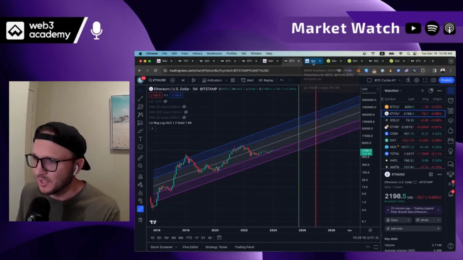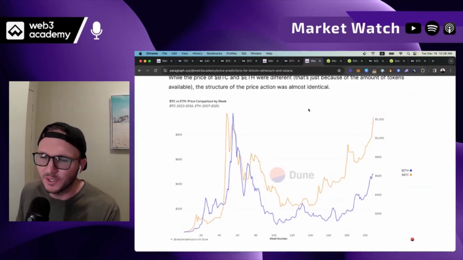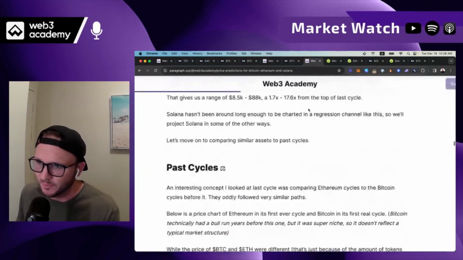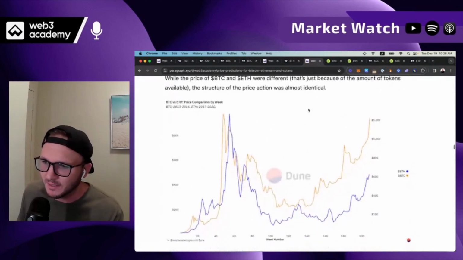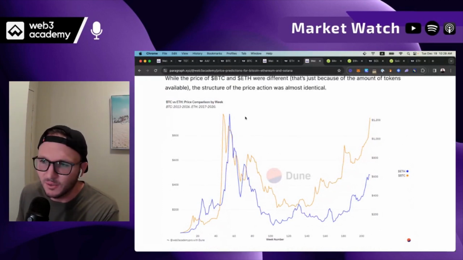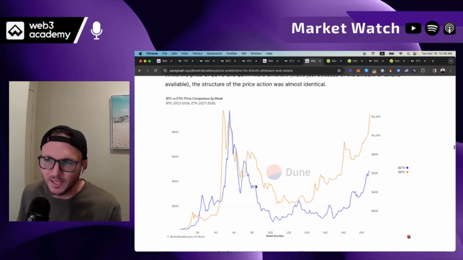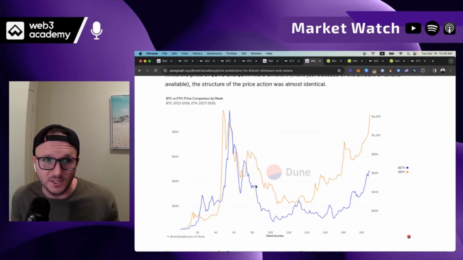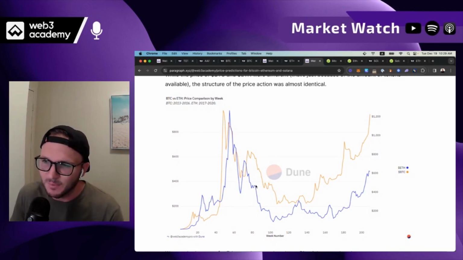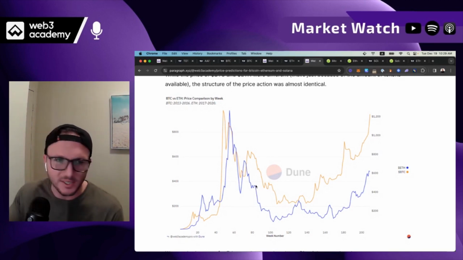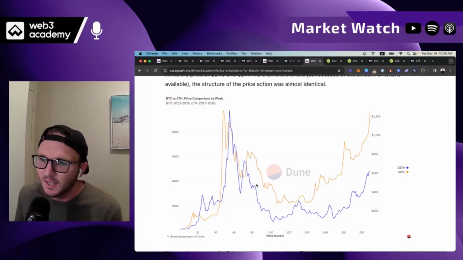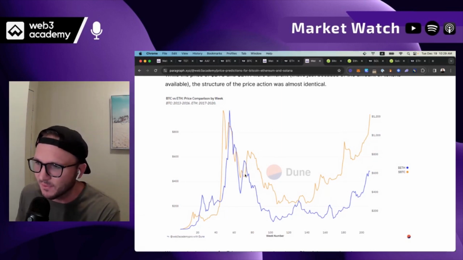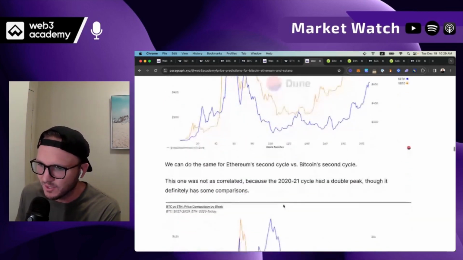Now, some other interesting areas that we can look at is the price structure of ETH versus Bitcoin. So this was last cycle. If we compare Bitcoin from 2013 to 2016 to ETH in 2017 to 2020, it tracked quite well. Meaning this was sort of Bitcoin's first cycle versus ETH's first cycle. It had the very same price structure. Numbers are obviously a little bit different because they have different amounts of tokens, and so the prices will be different. That's fine. But in terms of the price action, it's almost identical, which is quite interesting.